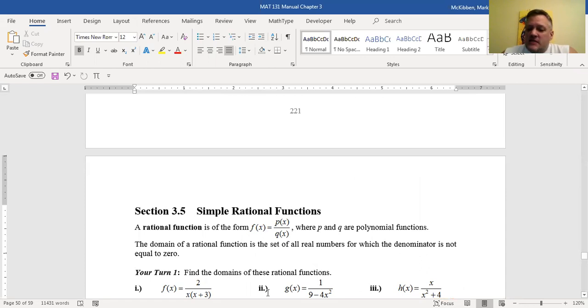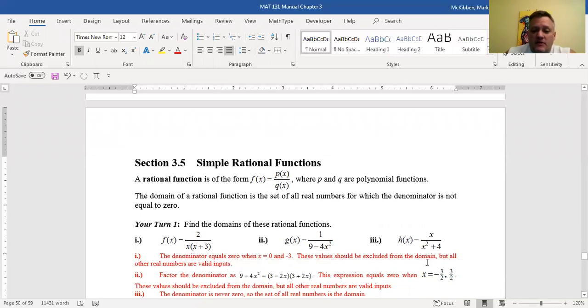These are already simplified in the sense that there's no common factor in the top and bottom of any of them. We want to find where the bottom is 0 to exclude those from the domain. If it's already factored like it is here, you set each factor equal to 0 and solve for x. For the first one, you have to exclude both 0 and -3 from the domain. So its domain is everything but 0 and -3.